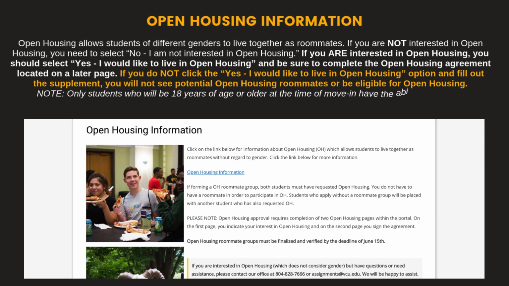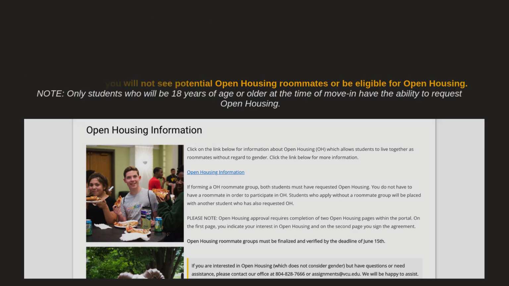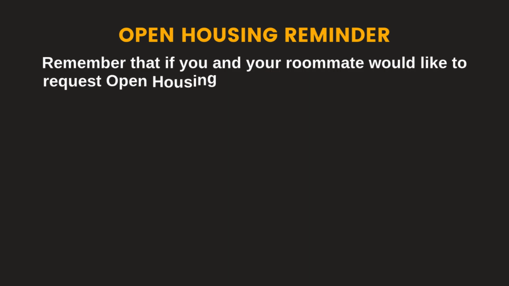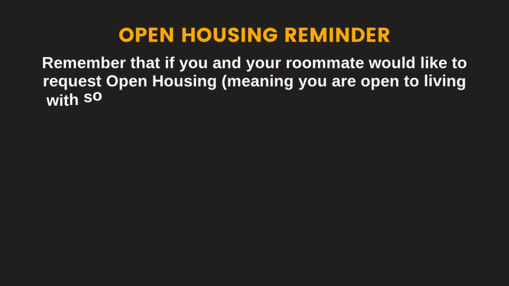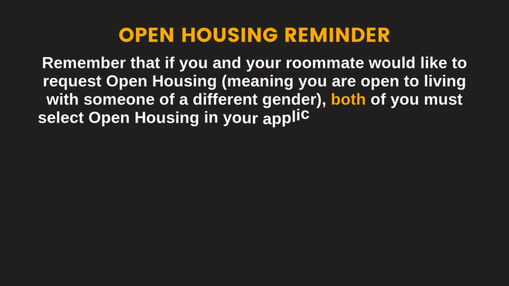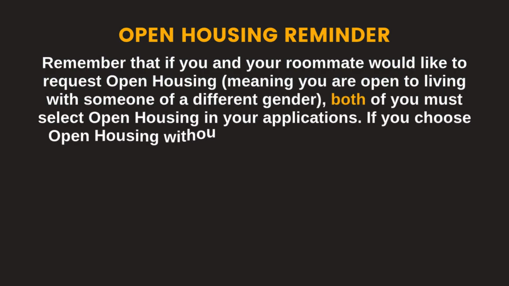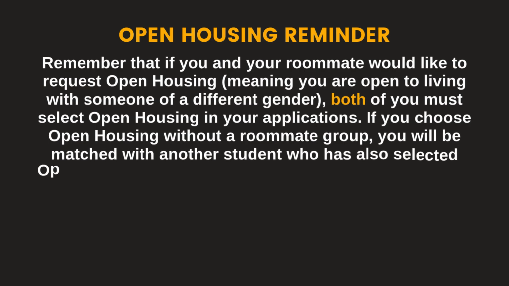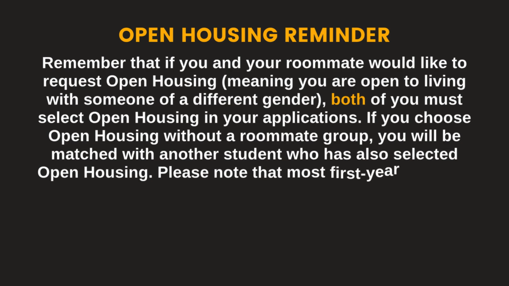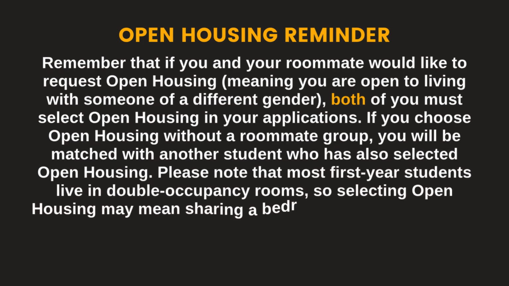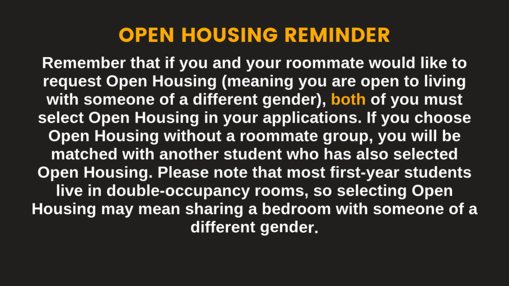Note, only students who will be 18 years of age or older at the time of move-in have the ability to request open housing. Remember that if you and your roommate would like to request open housing, meaning you are open to living with someone of a different gender, both of you must select open housing in your applications. If you choose open housing without a roommate group, you will be matched with another student who has also selected open housing. Please note that most first-year students live in double occupancy rooms, so selecting open housing may mean sharing a bedroom with someone of a different gender.